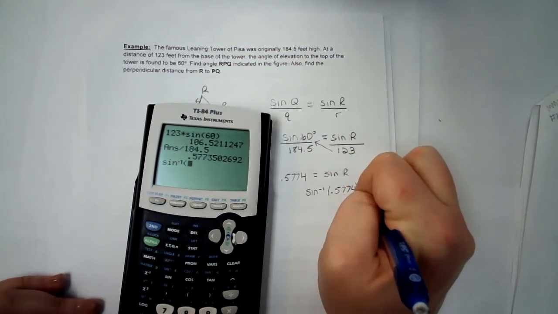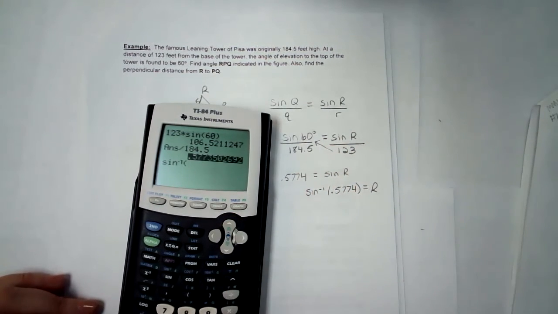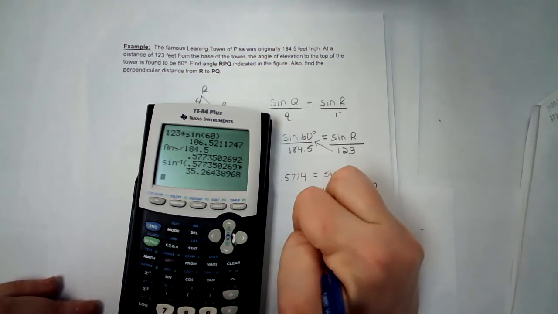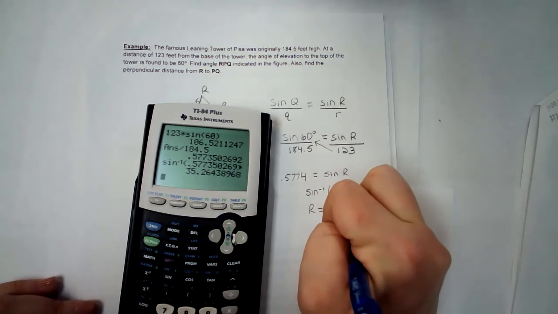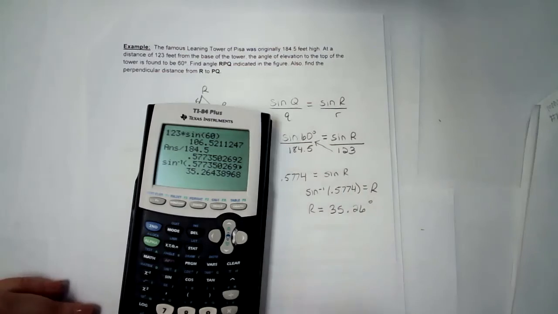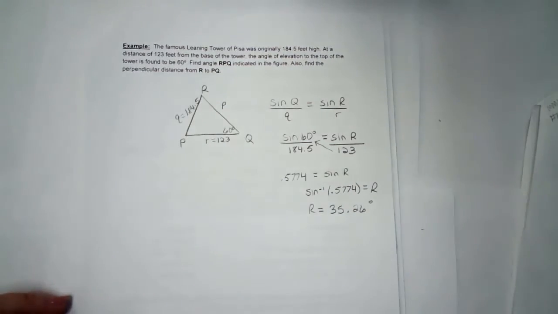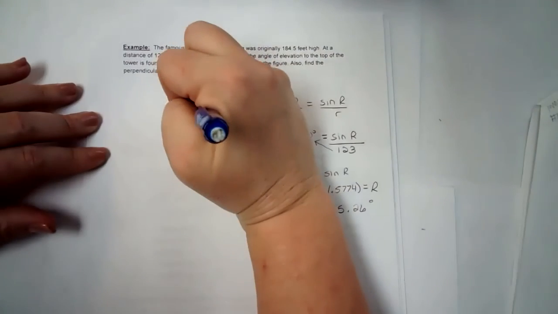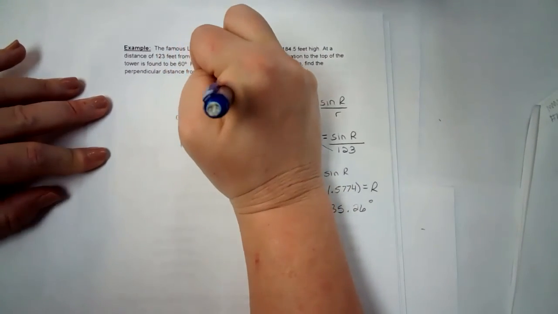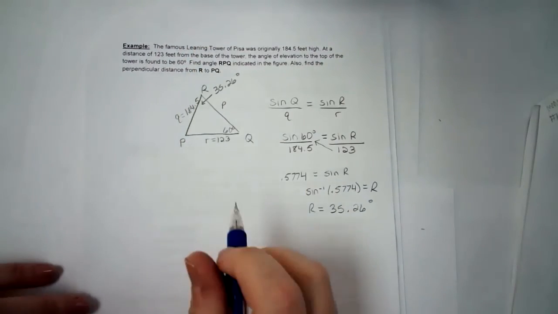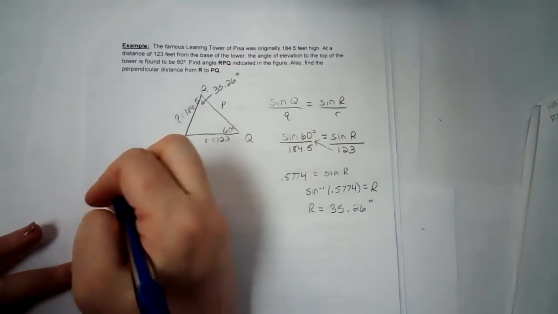I can just pop right up here and hit enter and put that right into my inverse. And it turns out that my R is 35.26 degrees. Okay, all right, so that's my angle R, 35.26 degrees. Now remember, I'm trying to find P.